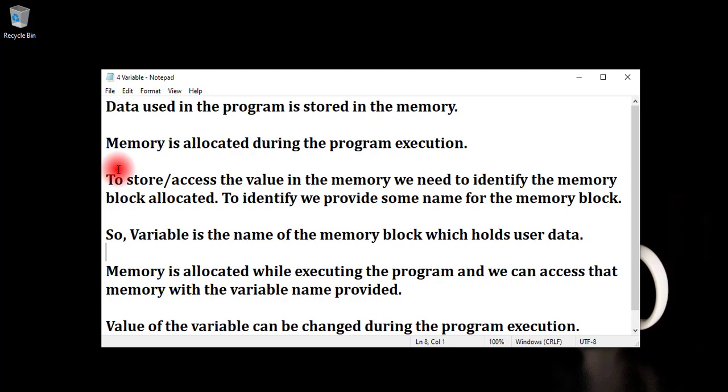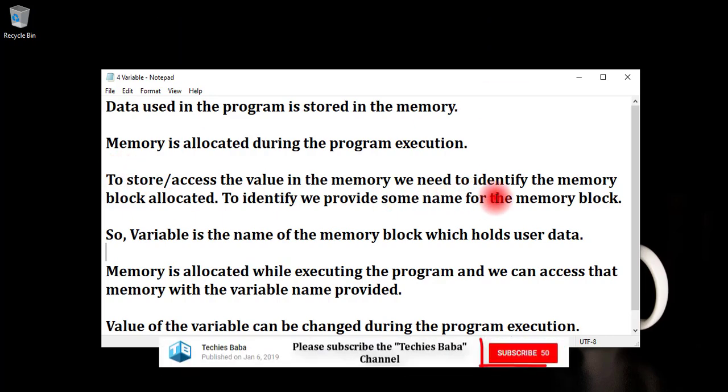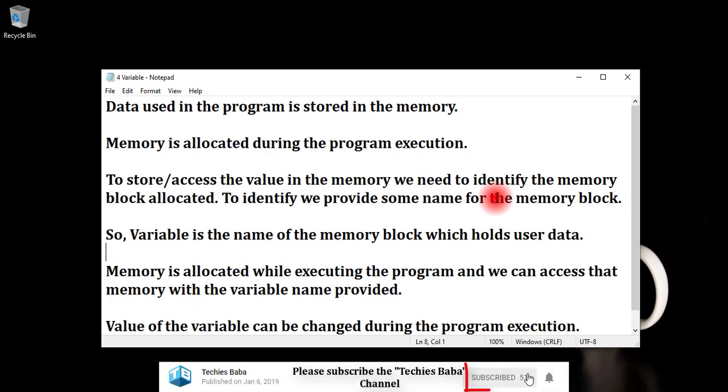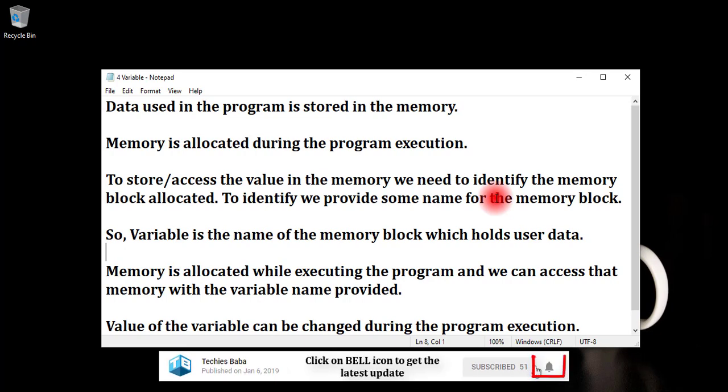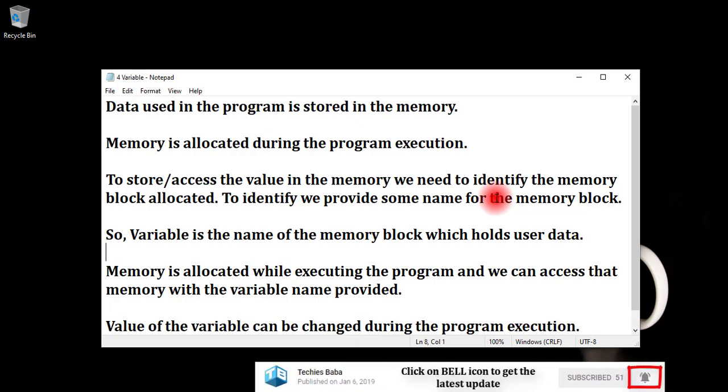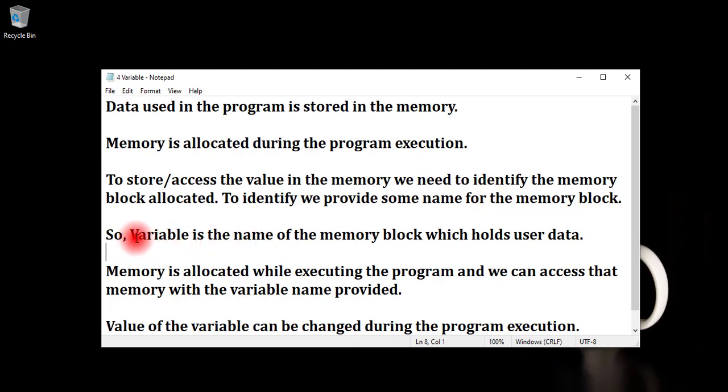How will you identify that? To identify that memory, we provide some name for that memory block. So if you want to identify the memory in the primary memory where our data is stored, then we need to provide some name. That name is nothing but a variable. So what is a variable? A variable is the name of a memory block which holds the data that is provided by the user or the data that is used inside the application.